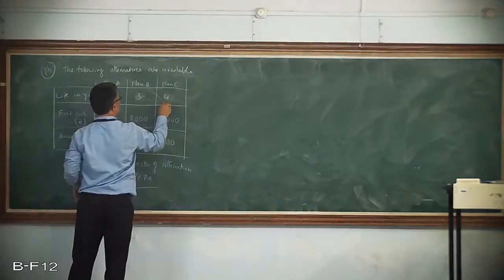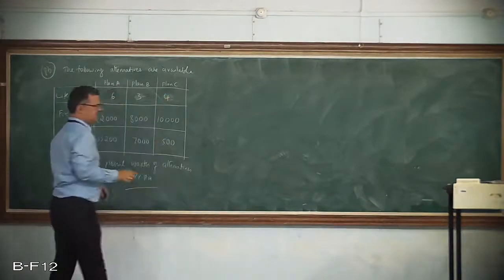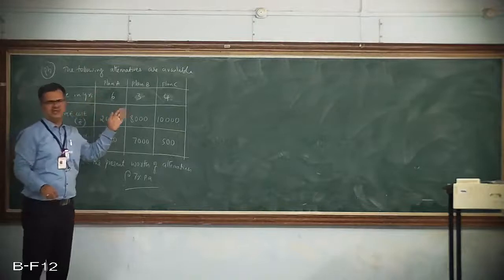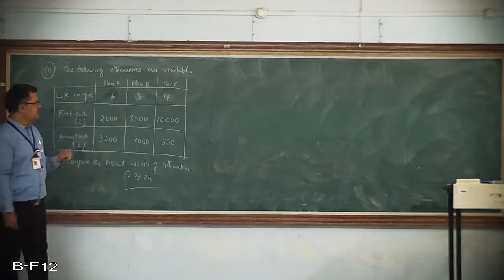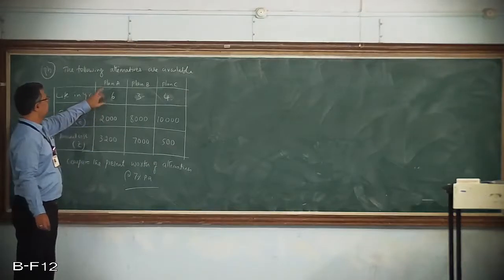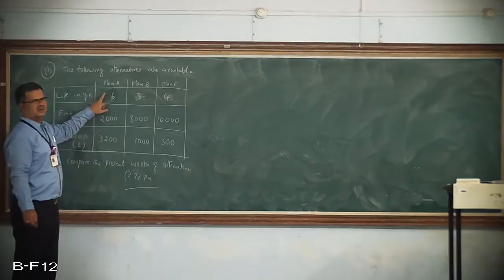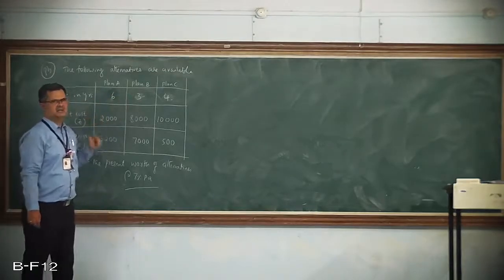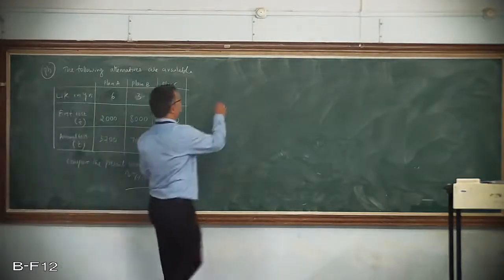So this is the original column. For understanding purpose, I have changed all lives into equal life, say for example, 7 years. Now, this is the actual problem, wherein plan A has got 6 years of lifespan, plan B has got 3 years, plan C has got 4 years. So all are unequal lives.